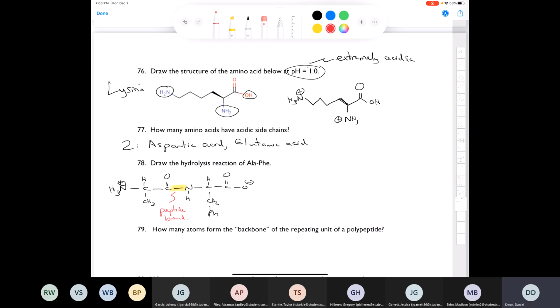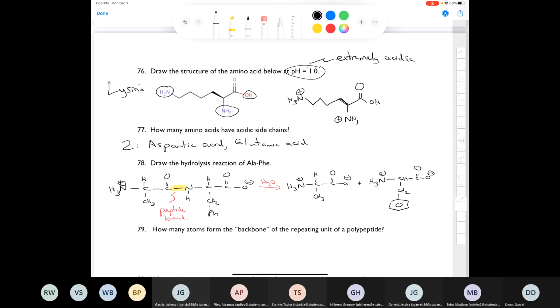And so we'll hydrolyze that in water. And then what are we going to be left over with? We're going to be left over with alanine. So let's draw that. Left over with alanine as this zwitterion, like that. And then we'll also be left over with phenylalanine. Just condense that a little bit. There we go, CH2. I'll draw the whole phenyl because I've got room.